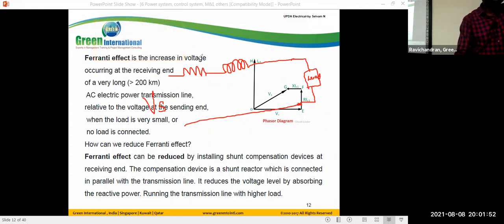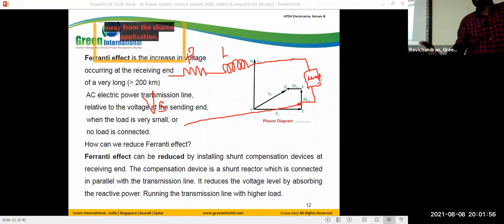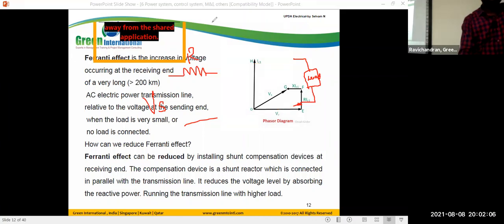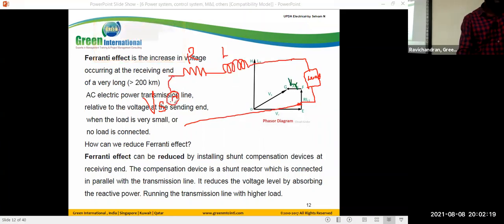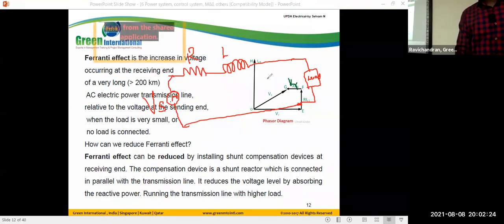So resistance, inductance, we have a load. For understanding purpose, I take a short transmission line. Here Vs is the sending end voltage and here Vr is the receiving end voltage. How much current will flow here? It depends upon the load.